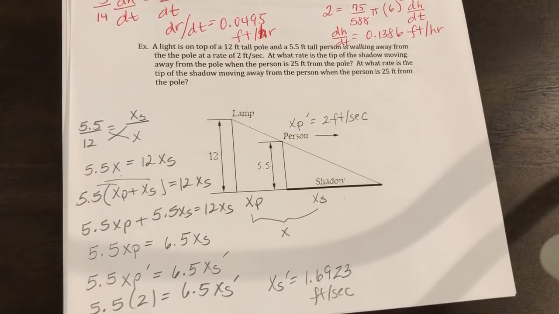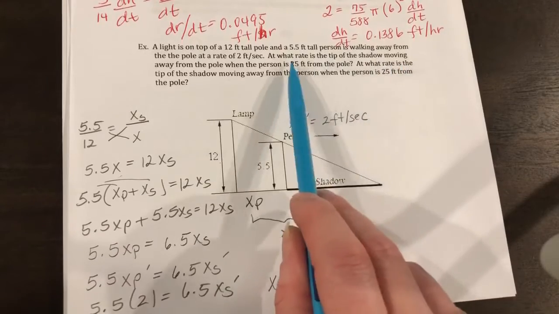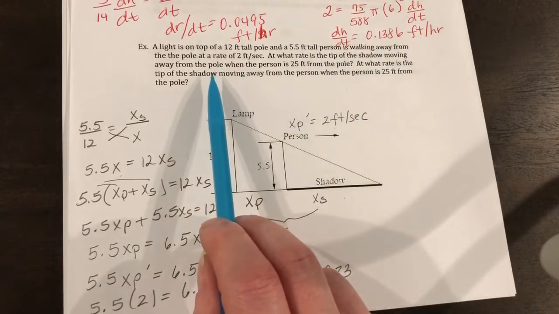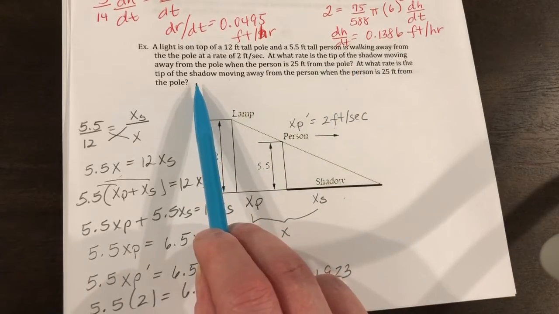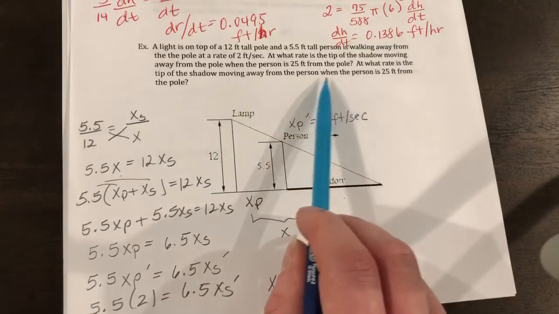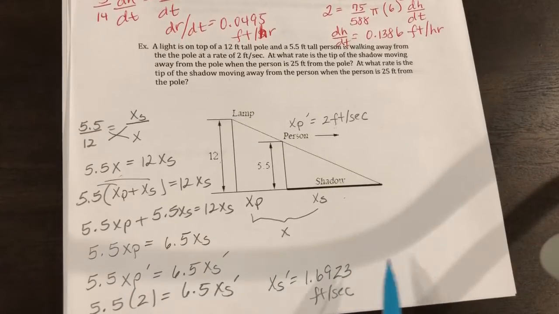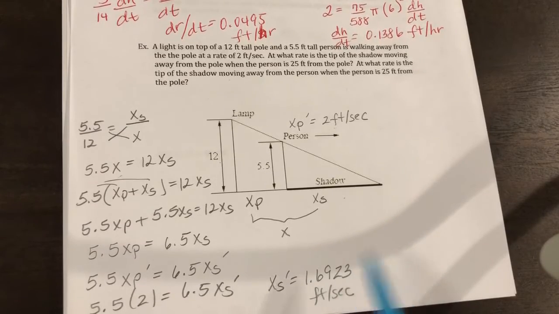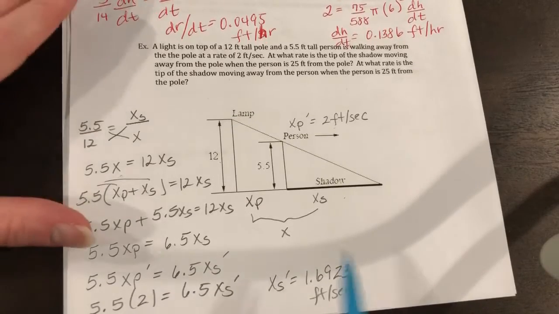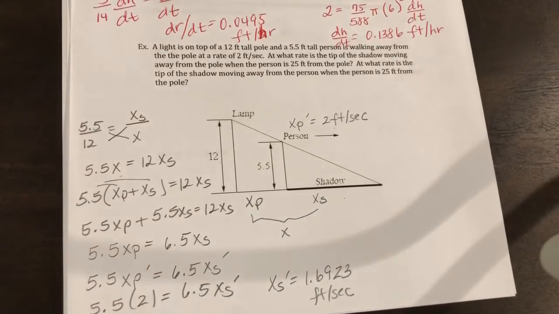Now, if I want to find out at what rate the tip of the shadow is moving away from the pole, and at what rate the tip of the shadow is moving away from the person. Okay, so what we found is how fast the shadow is moving away from the person. Now, we need to find what X' is going to be, how fast the shadow is moving away from the pole. Okay, so this is the whole distance from the pole.